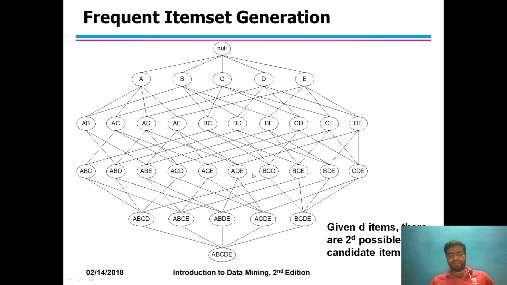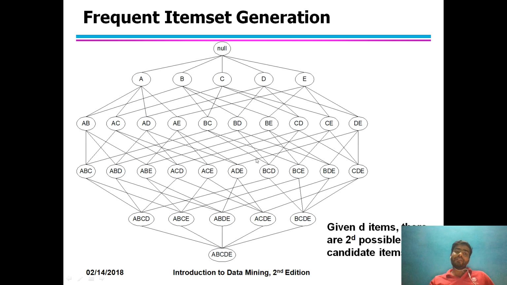So following the same method, we will find all these things. Then ABCD, ABCE, ABDE, ACDE, BCDE, and finally ABCDE, which has all the 5 items. Initially you have null, next we have 5 single item sets A, B, C, D, E, that is level 1. Level 2 has 2 items, with the combinations A, B, A, C, A, D. Third level has 3 items, fourth level has 4 items, and fifth level has 5 items.